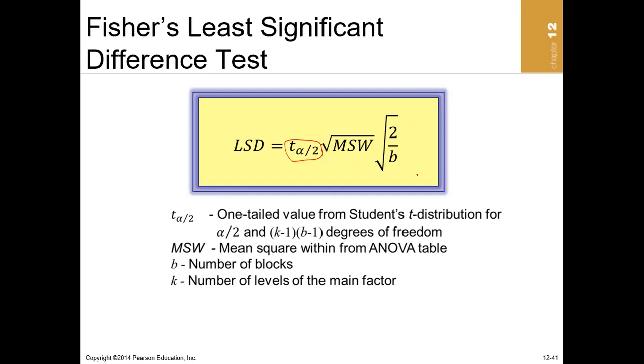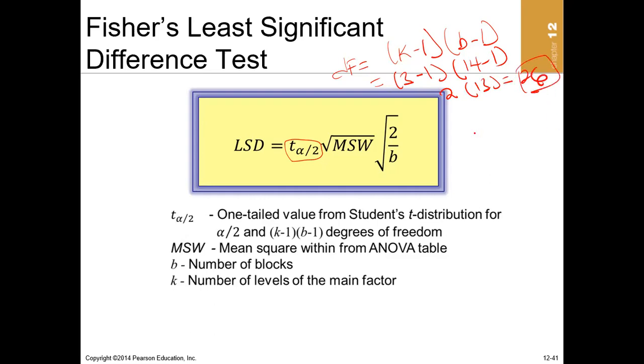For this particular test, the degree of freedom of the T is K minus 1, which is the number of groups minus 1, multiplied by the number of blocks minus 1. In the example we solved in the former video, the number of groups were 3, so 3 minus 1, and the number of blocks were 14, so 14 minus 1. So we have 2 multiplied by 13, so the degree of freedom is 26. Keep this in mind. And then our alpha level is 0.05.